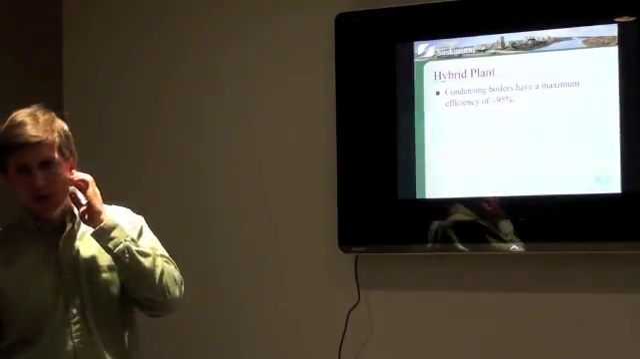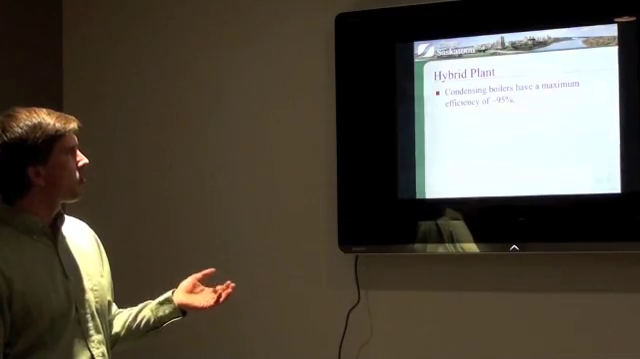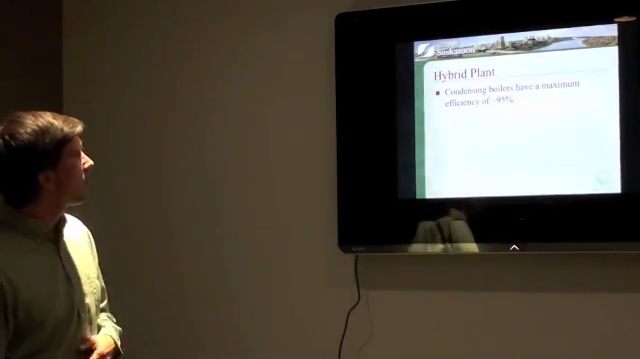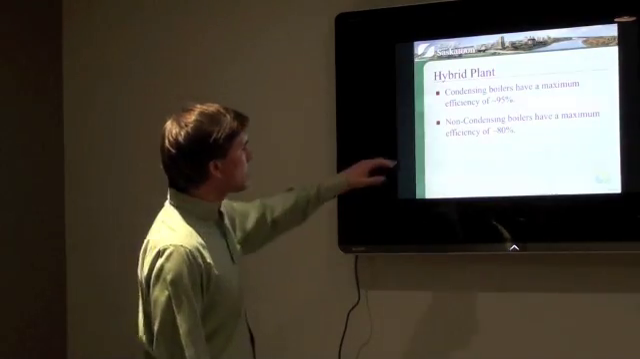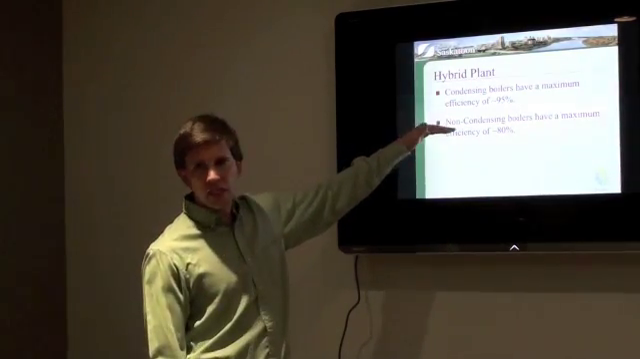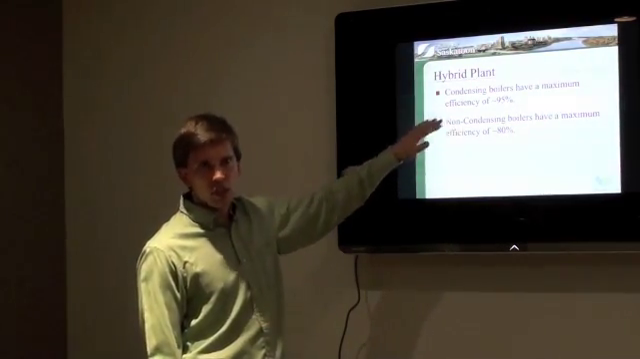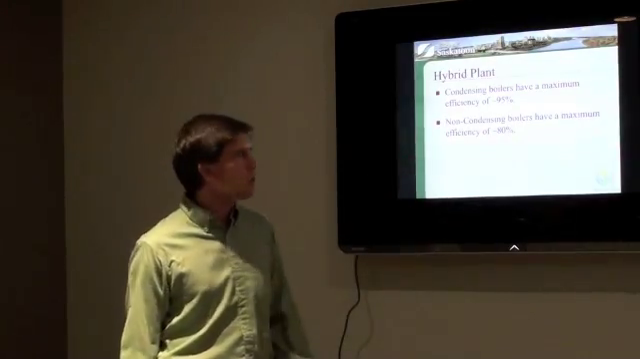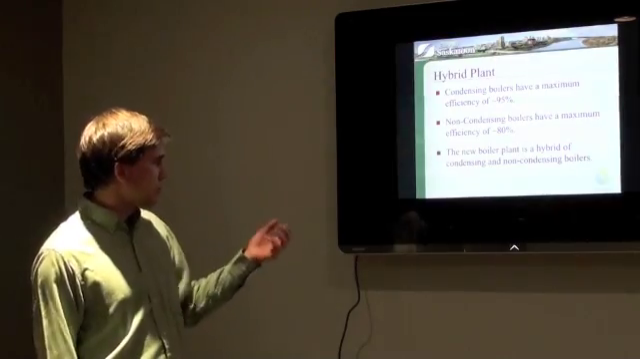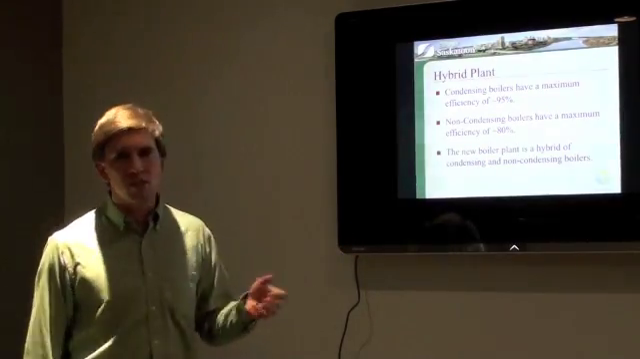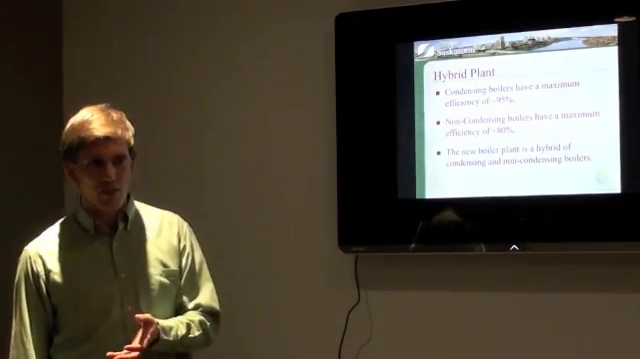There are two main types of boilers. There's condensing boilers, having a maximum efficiency of about 95%. There's non-condensing boilers, which are 80%. And this is the older technology, so most facilities are designed with non-condensing boilers in mind, and that's what we had at the Fieldhouse. So what we've put in is a hybrid system, a non-condensing and a condensing type boiler.